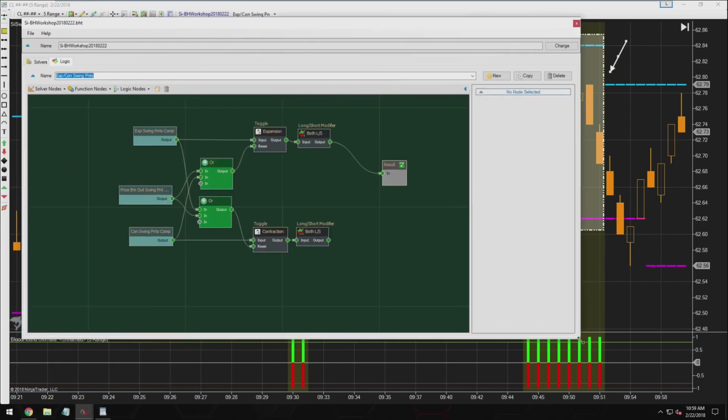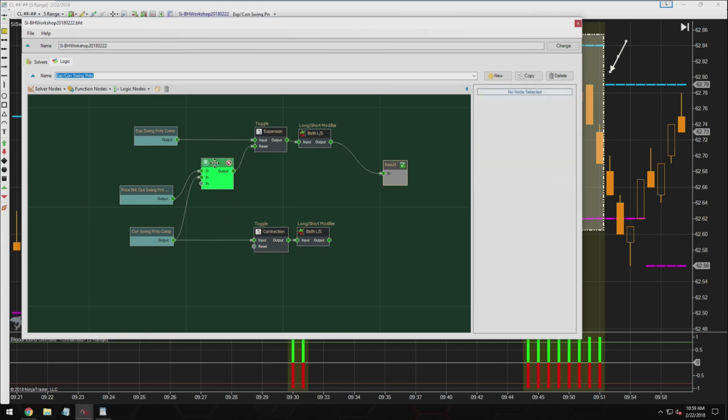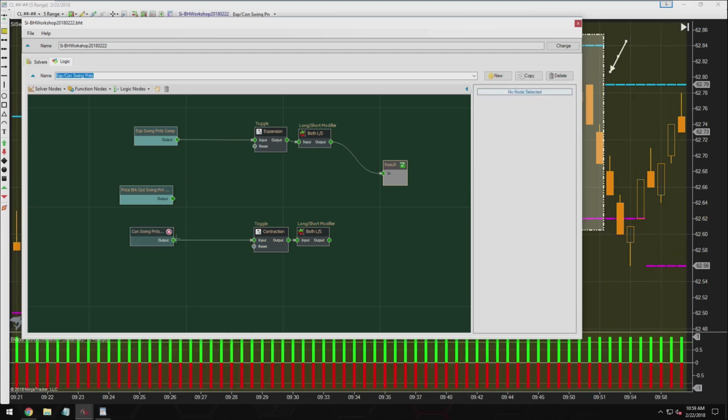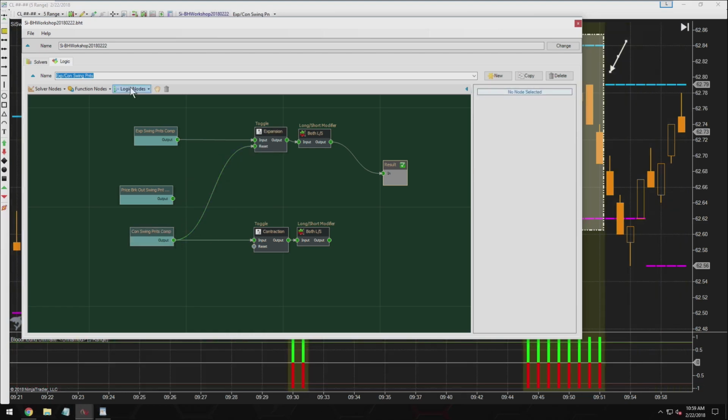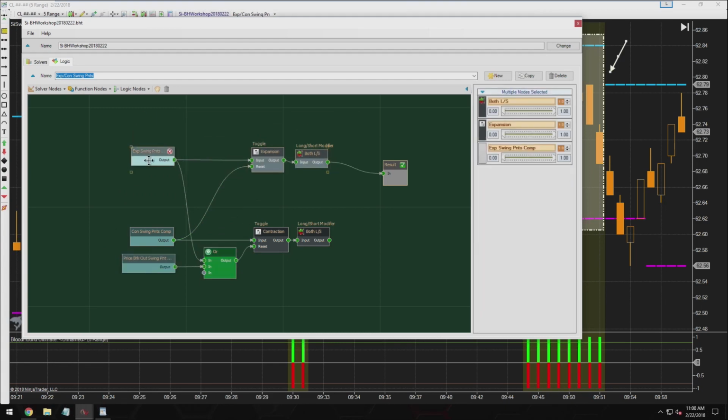I kind of got a little too ambitious here. So we really don't need this OR node at all. Oh, oops. All right, it's this one we don't need. I got a little hasty there. All right, so let's put this one back. That and that. There we go.